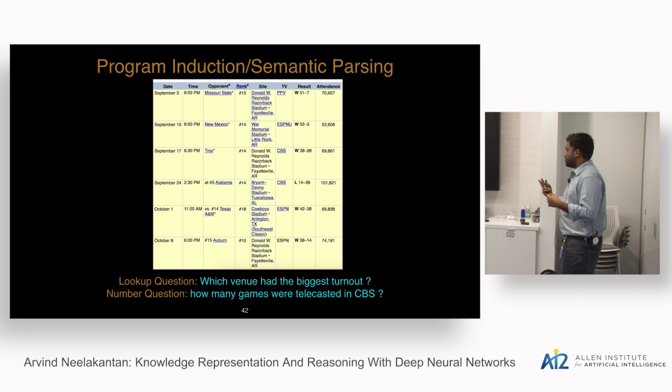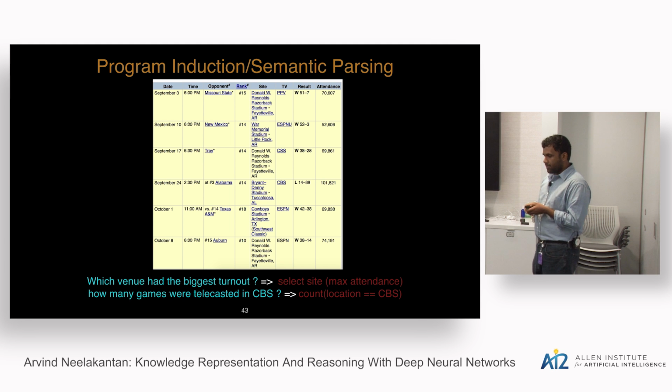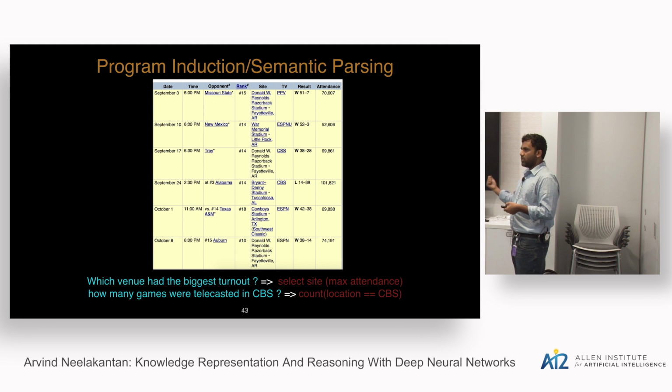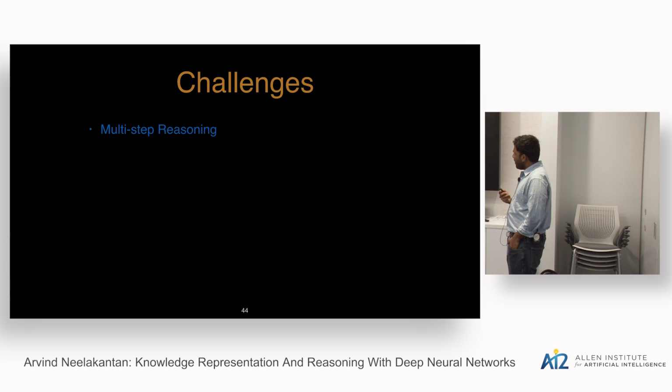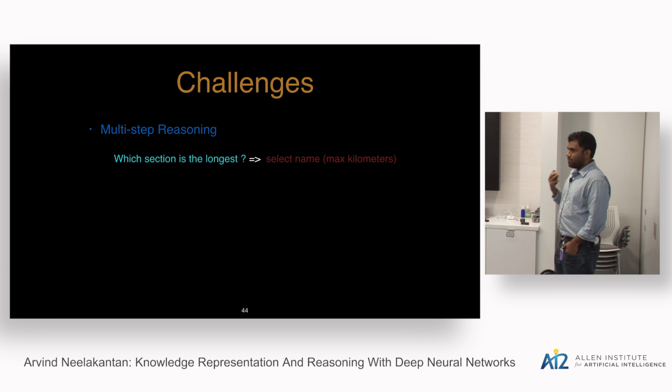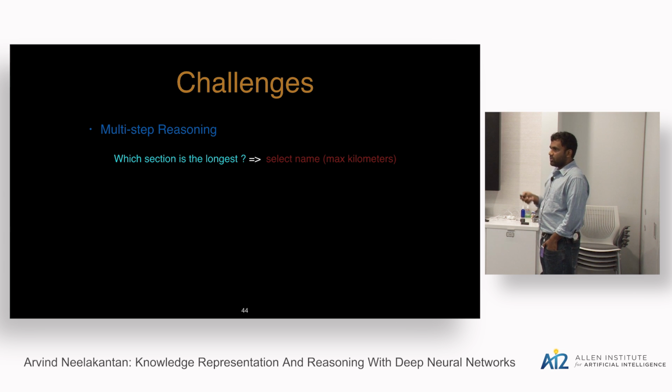And there is the number question, where the model has to generate a number. So this is something like how many games were telecasted on CBS, and you need to first match the entry CBS and then do a count operation on it. Okay? So basically, you have an input natural language question, and you need to convert it to this program. So the first challenge here is that there's multi-step reasoning. A program is a sequence of function calls. So the model has to figure this out and has to figure out the correct arguments to these functions.